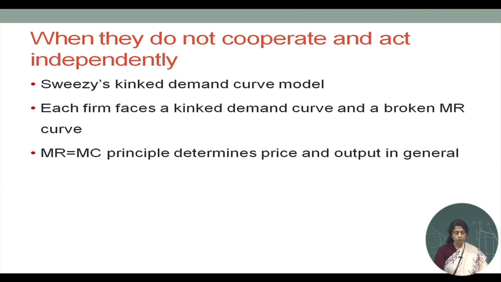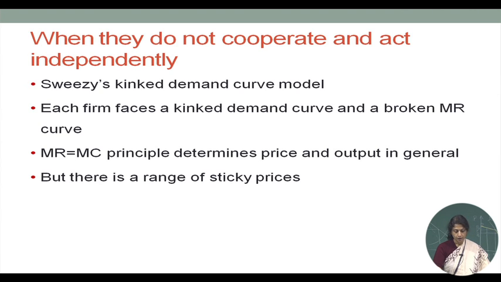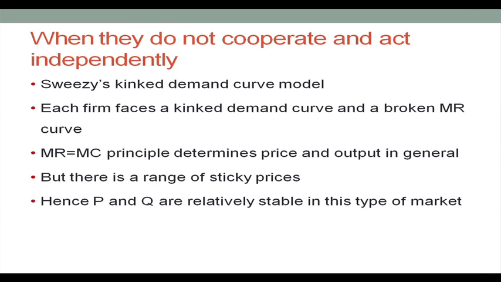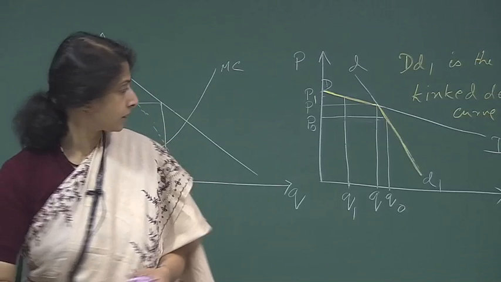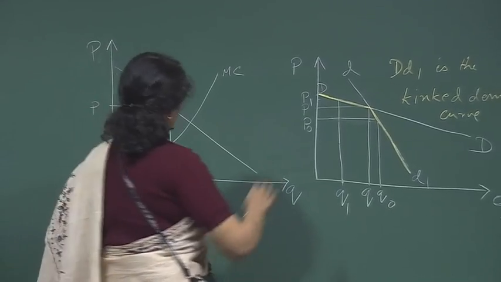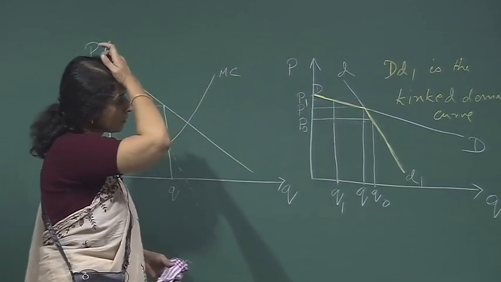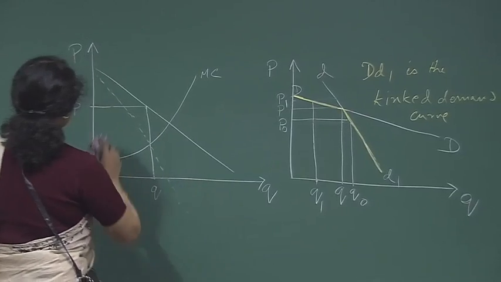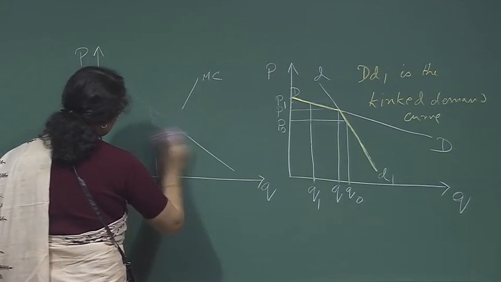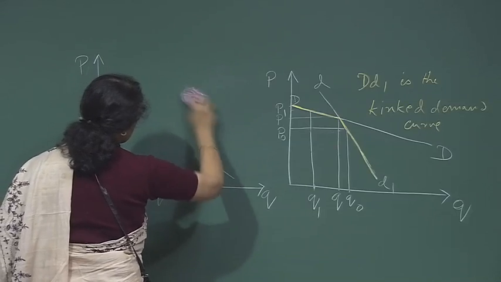Once we know the marginal revenue curve and the marginal cost curve is given, the MR equal to MC principle determines price and output in general. But there is a range of sticky prices, hence P and Q are relatively stable in this type of market. What does this mean? This has just summarized the model. Let me draw what this looks like. So we have understood what the kinked demand curve looks like. Let me draw the marginal revenue curve here.